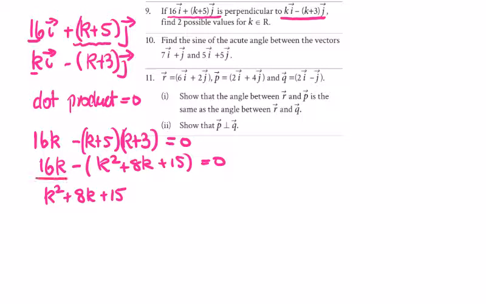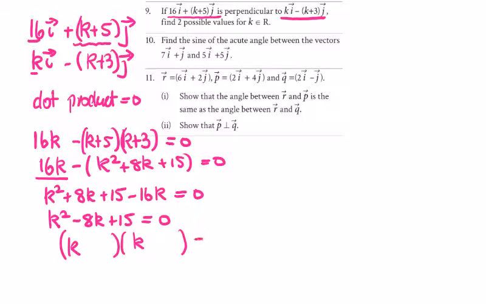We'd have to bring this guy across as well, minus 16k. That would all leave 0 on the other side. So we're going to get k squared minus 8k plus 15 is equal to 0. With these quadratics, you never really see the answer until you get to the end. Has to be k times k. You can see why you needed to factorize at junior cert.